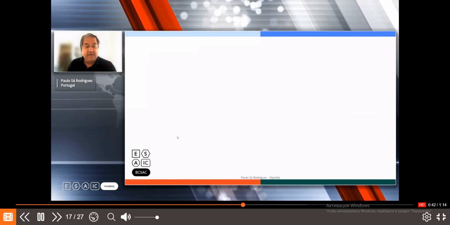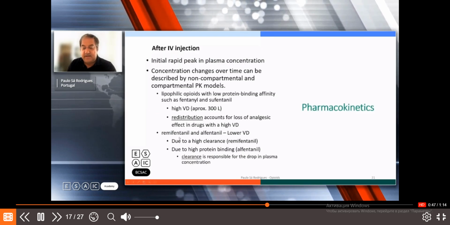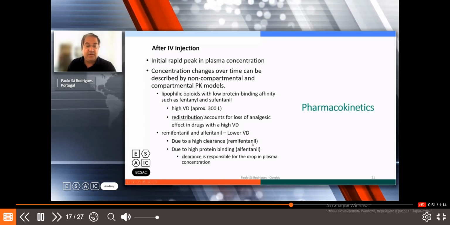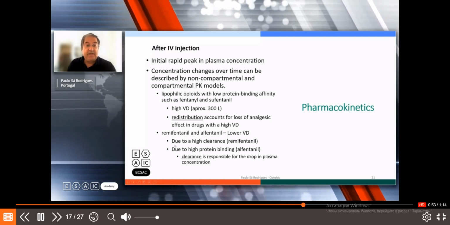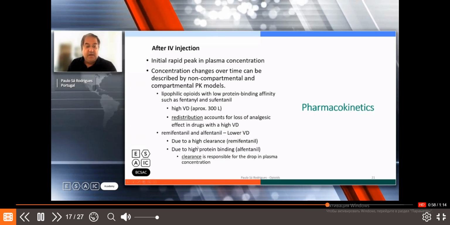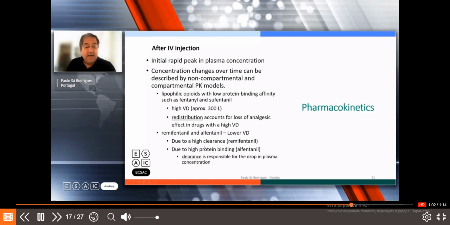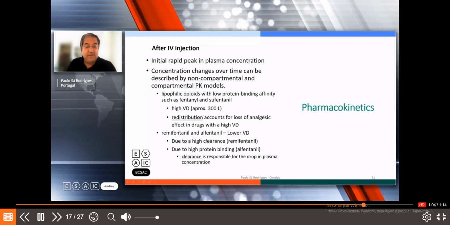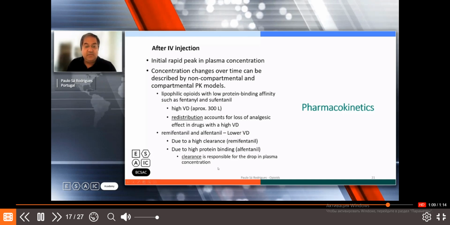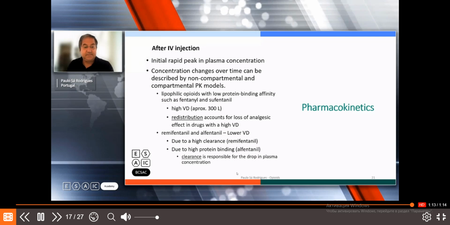And for instance, on remifentanil and alfentanil, which have lower volume of distribution and have different mechanisms of elimination. For instance, remifentanil is mainly due to high clearance, and alfentanil is mainly due to high protein binding, and the clearance will be responsible for the drop in plasma concentration.